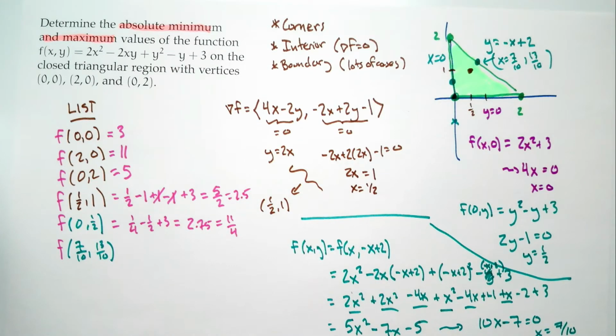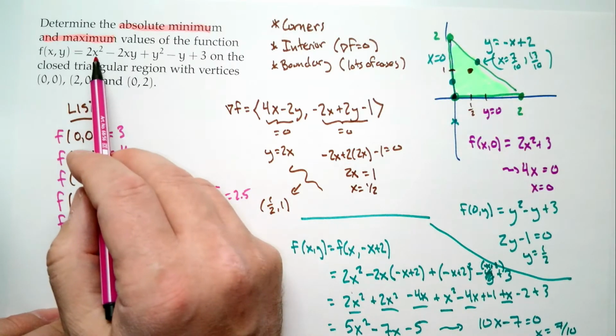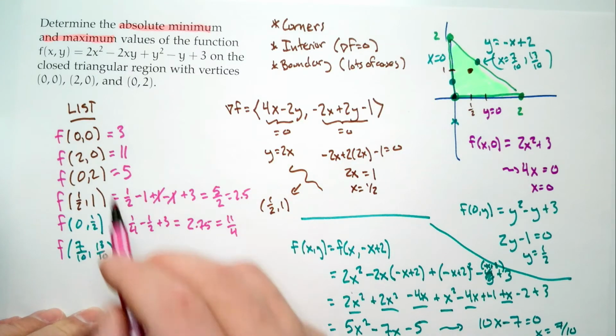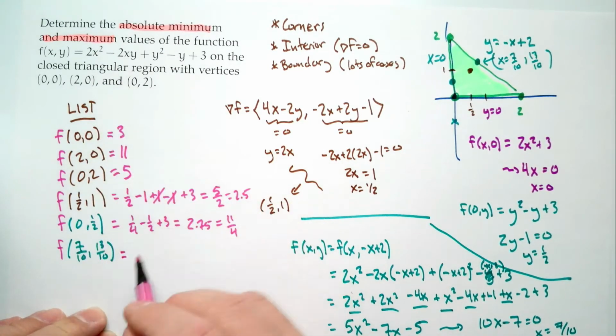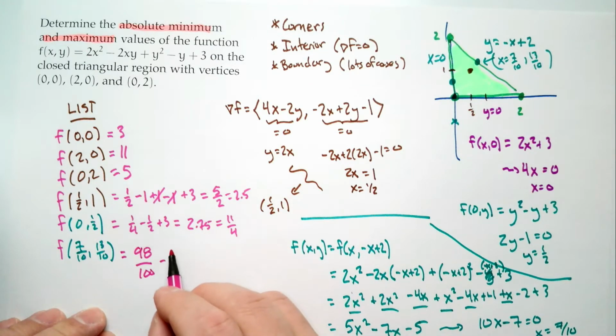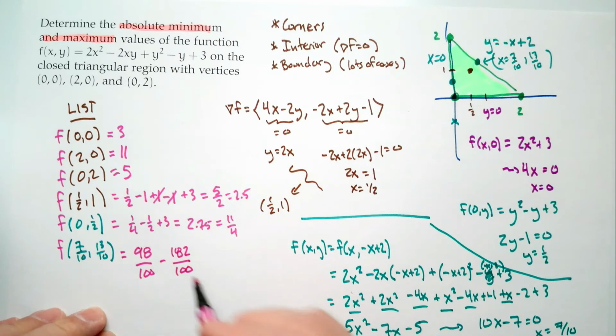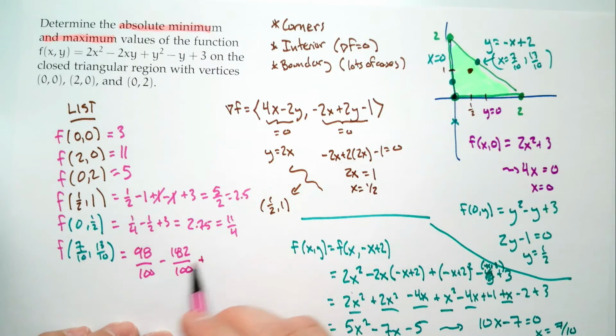All right, 7/10, 13/10. Really? All right. Okay, we'll do it. 7 squared, 49. Double that, 98 over 100. Then 2 times 7 times 13. Well, that's 182 over 100. Now, you might be thinking to yourself, is it really 182? It is. But you also might be thinking to yourself, are we really going to have to do this? No, we put nicer ones on exams. Okay, y squared, 13 squared, 169 over 100.